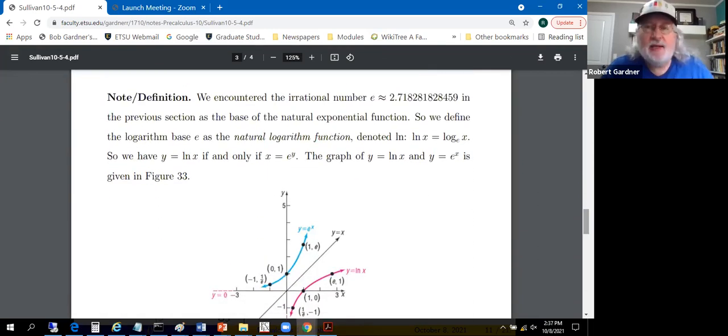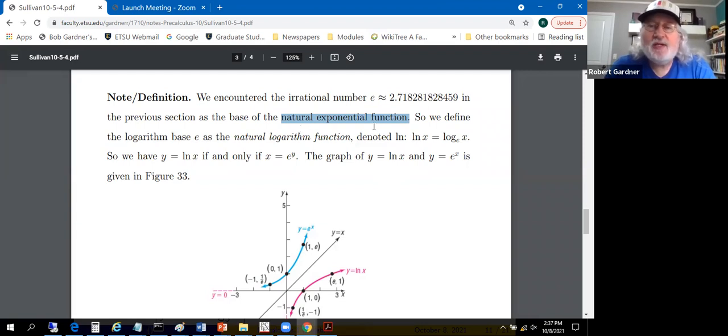Okay, we're interested in logs base this number e. We encountered the irrational number e, 2.71828 something or other, in the previous section when we talked about the natural exponential function. e to the x, where e is that weird number there, is the natural exponential function. What's natural about it? We have to sit tight for calculus. That will be explained in the calculus setting. What's natural about it is a calculus property. So for now, we'll just deal with it as yet another function in this pre-calculus class in preparation for calculus.